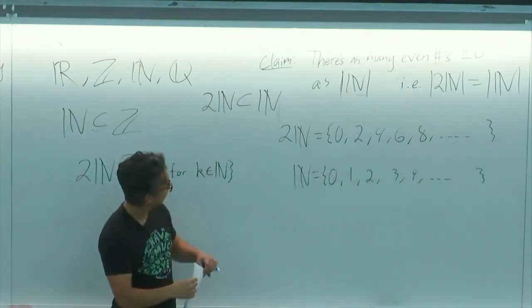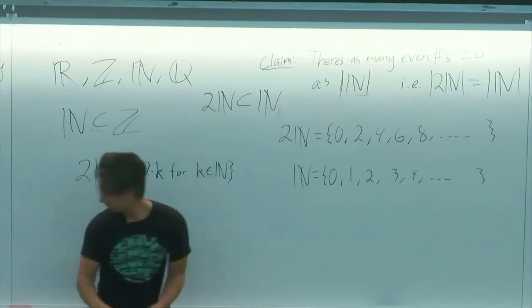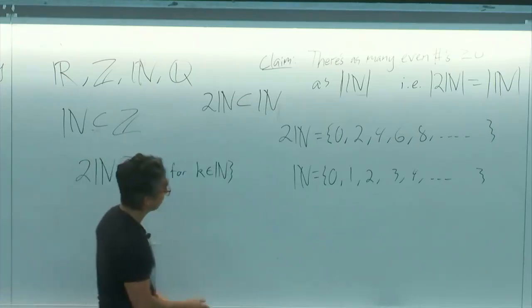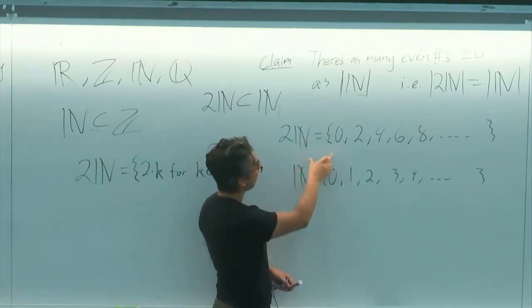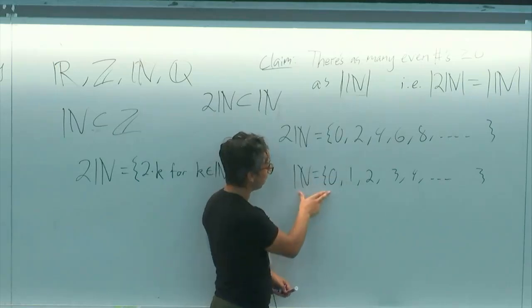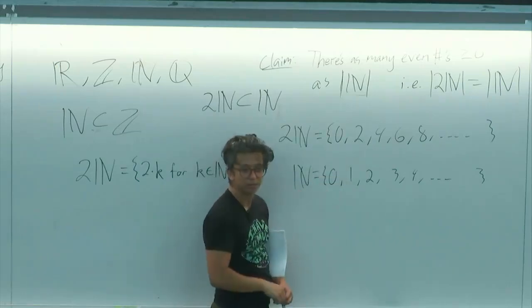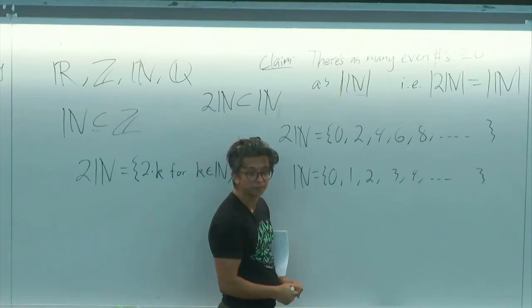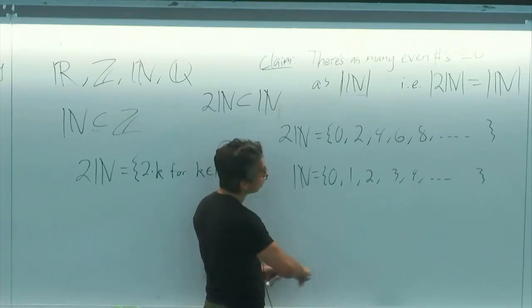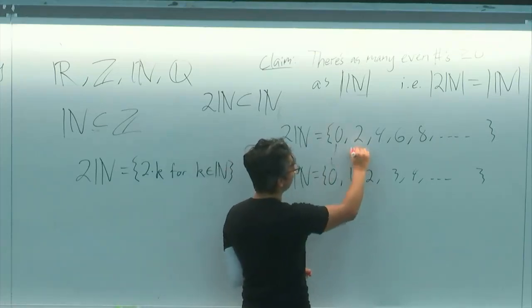And here's the kicker. Can we see a mapping here that takes every element of 2n and puts it onto n? Yeah, 1/2 of that. Exactly. So we can just do this mapping right here.